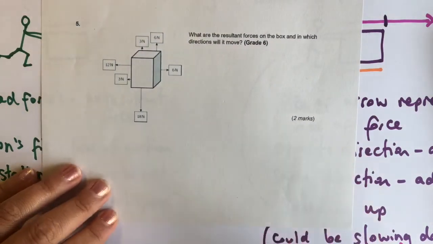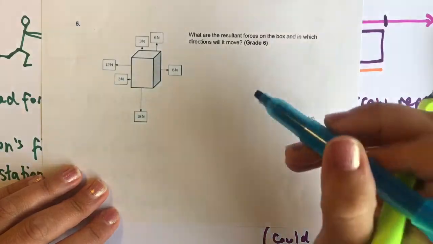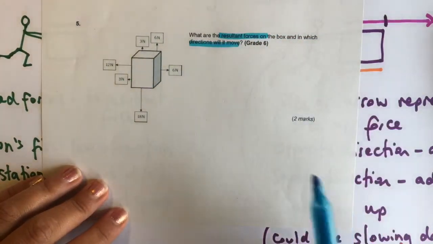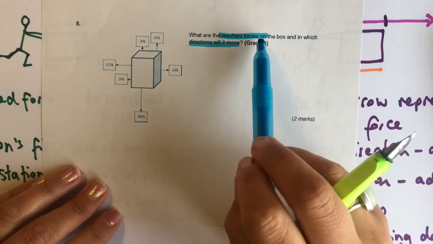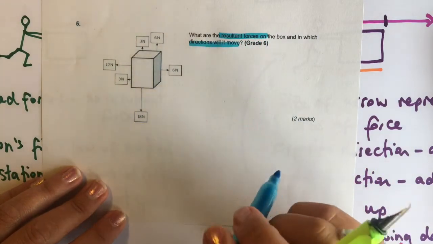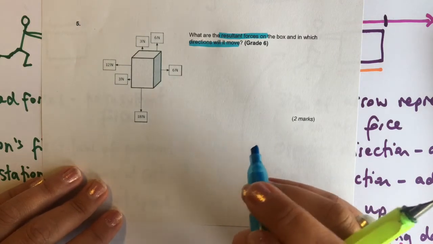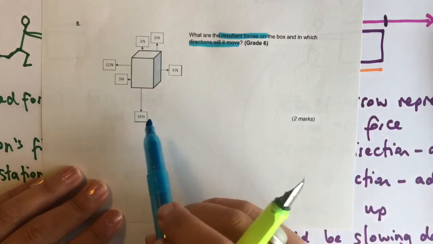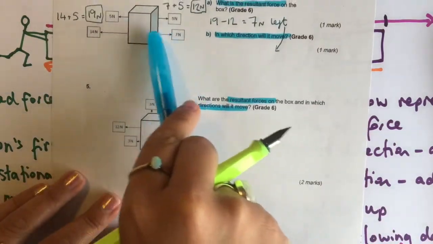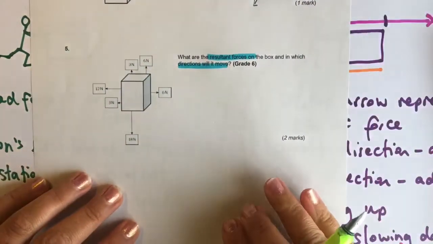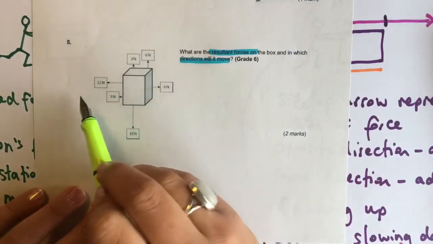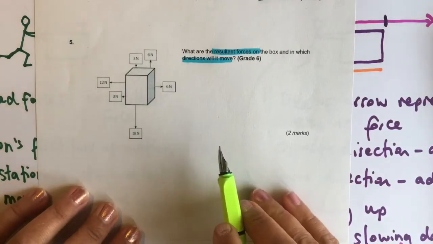So this one's a little bit more complicated. We're going to find the resultant forces and in which directions it will move. So there's a clue here already, and it says forces and directions. So we're expecting that there's going to be more than one kind of force, so it's not just going to be in one direction, left or right, like the one above. But we're going to do the same strategy and look at the opposite kind of pairs of forces.